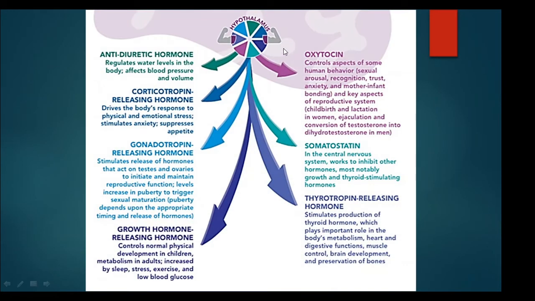So these are the different functions of the hormones that are released. ADH regulates the water level. Corticotropin releasing hormone is important for the physical and emotional response of the body, and also for your anxiety and appetite. Gonadotropin releasing hormone is important to maintain your reproductive system and for your sexual maturation. And the growth hormone releasing hormone, as you know, is important for your growth. Actually, it is important for the release of growth hormone, which is important for your growth. So it's important in children as well as for the metabolism in adults.